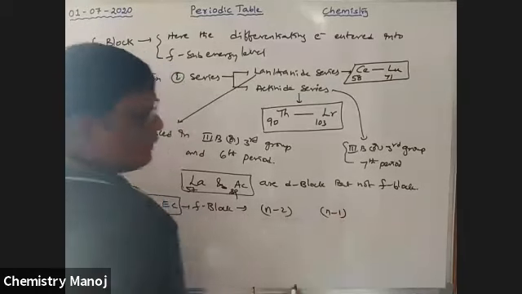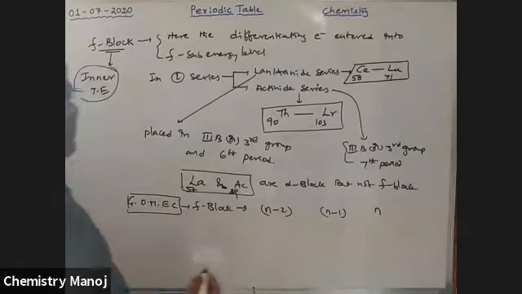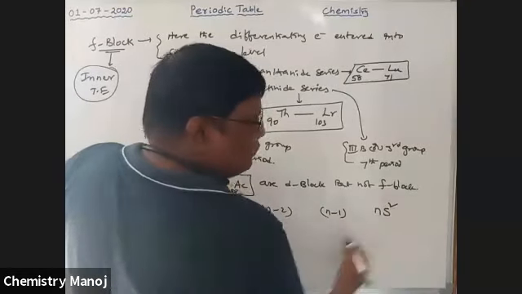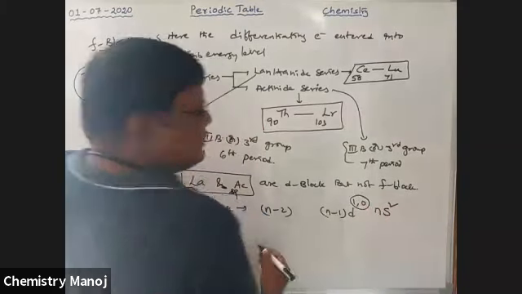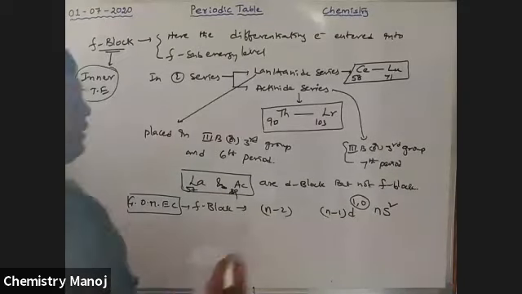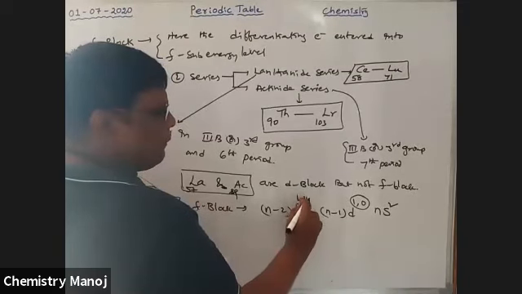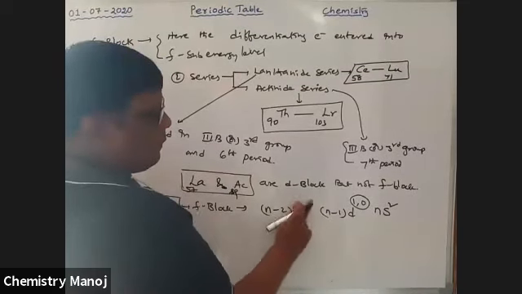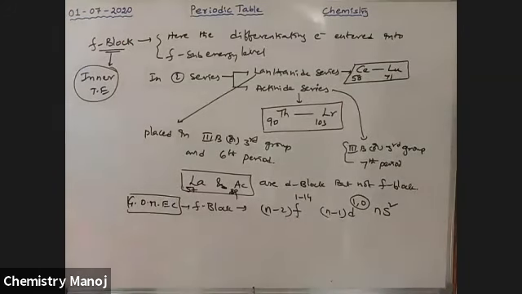N minus 1. Three series are there. So ns2, (n-1)d 1 or 0. It is important, boys: (n-1)d is 1 or 0, not 1 to 10. (n-2)f 1 to 14.